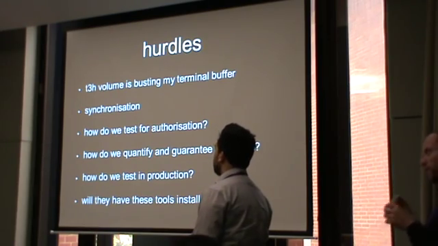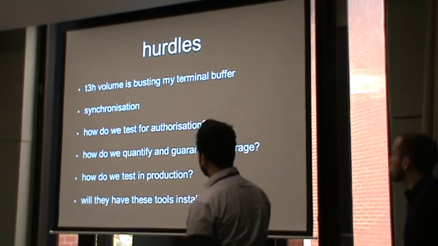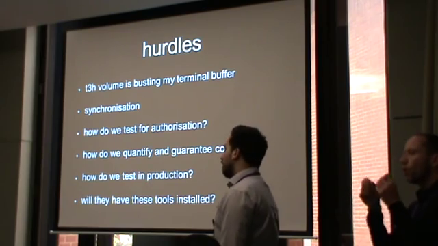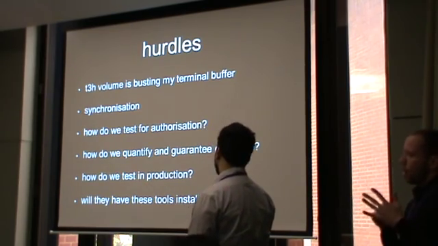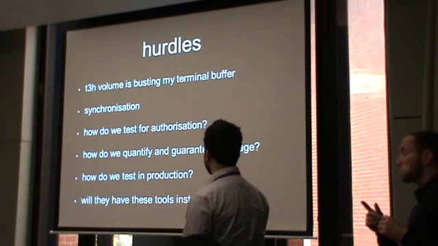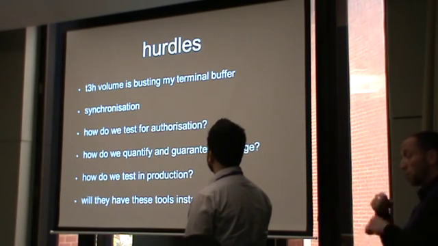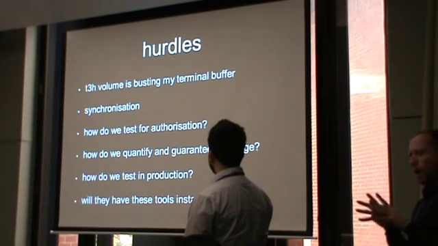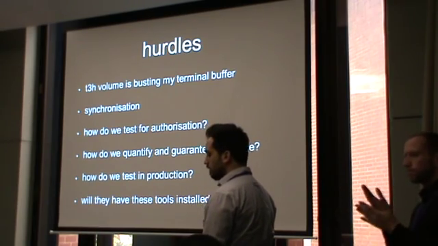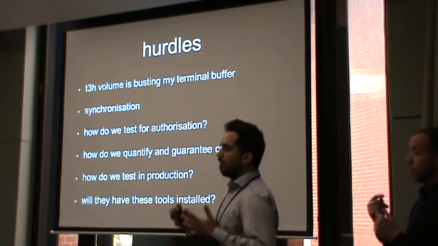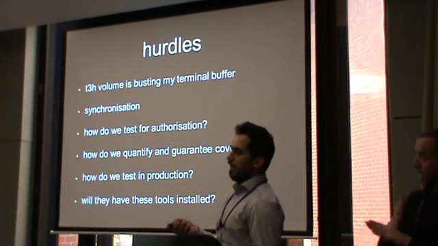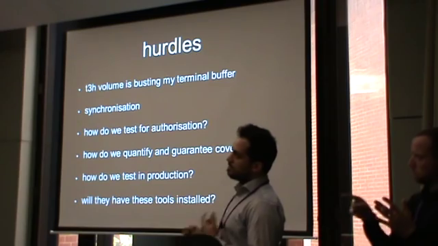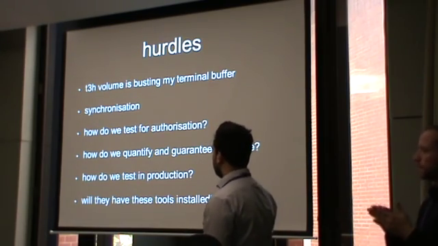And then there's more sort of nebulous concepts, like how do we test for authorization weakness? That's quite tough. That's a hard problem to solve in this kind of scenario. But I don't know, some more thought might come up with a solution. The issue of how do we then quantify and guarantee coverage? So how do we say to a client, we've hit 80% of the functionality within this application, and it turns out that that's not quite an easy thing to do.